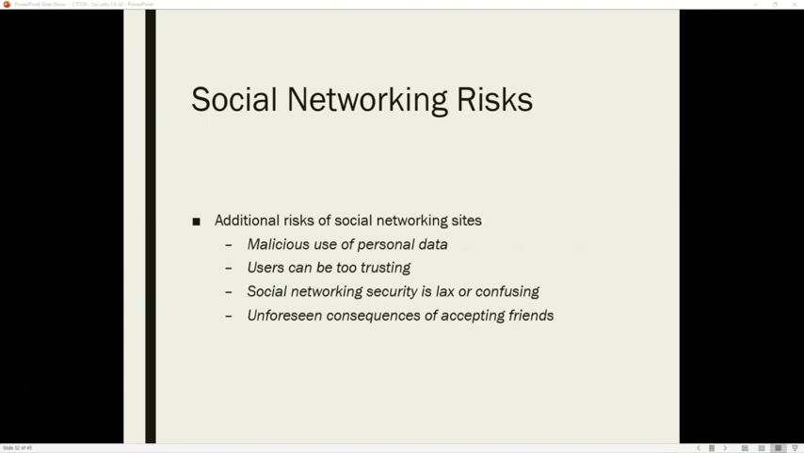Users can often be too trusting. They can be involved with applications that take permission to access data that they have no reason to access, and then use that data for data mining, data sale, things like that. The whole Cambridge Analytica thing with Facebook a couple of years ago, that was a big one. The security on social networking sites is often very lax or confusing to access. It's very difficult to sometimes make the correct changes, even if you're aware that they need to be made.